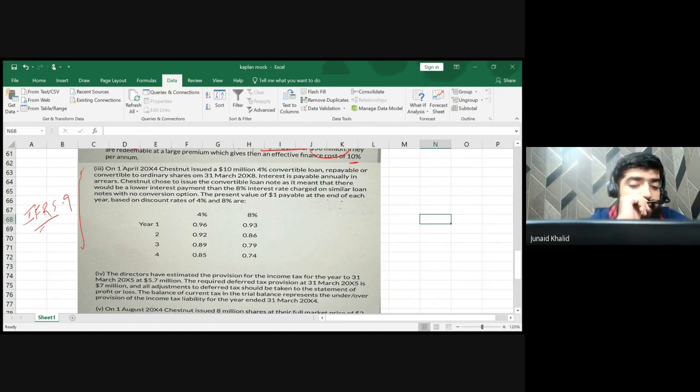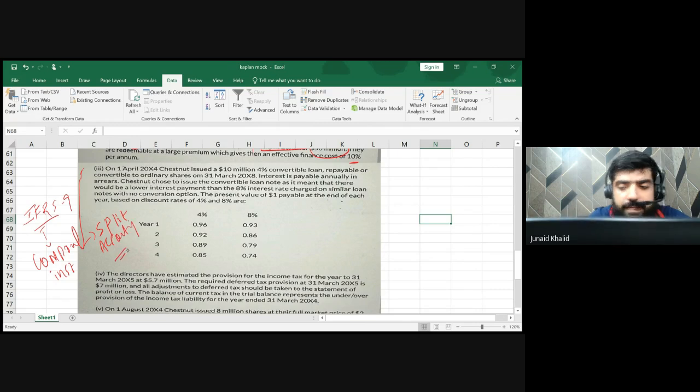This is something related to the convertible bonds, right? Yeah. And a convertible bond means it's a compound instrument, am I right? Yes. And for a compound instrument, we follow split accounting, right? Yeah. In split accounting, what do we do? We recognize both the liability as well as the equity, right?